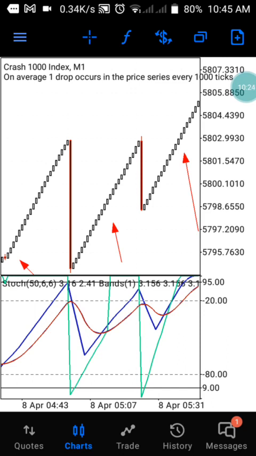I'm going to make a video on Boom 500 and Crash 500, and I'm going to explain more details there, on Boom 300 also, for you guys to understand the full strategy and how it works.